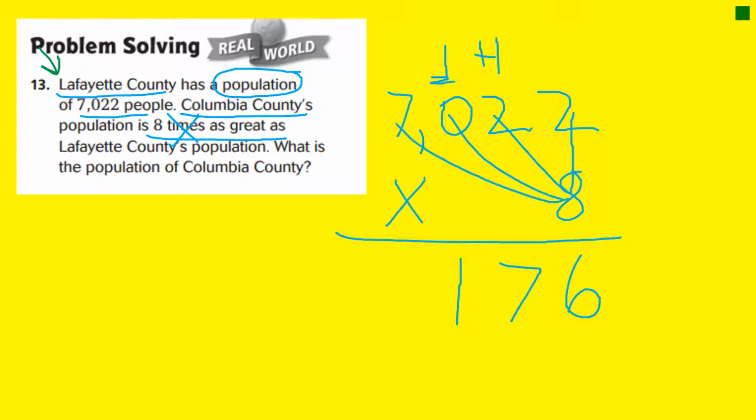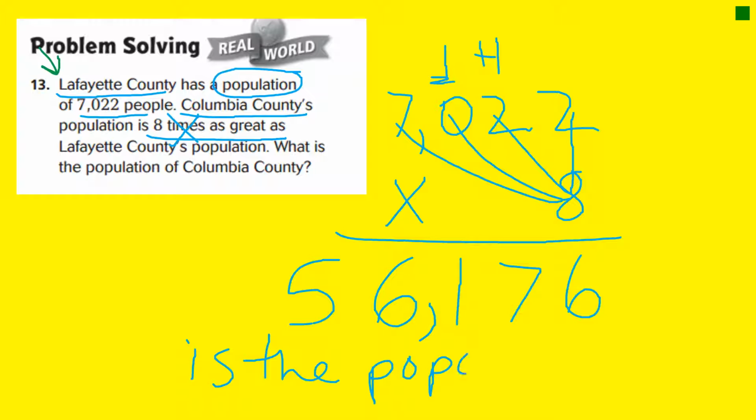5, 6, 7, 8, 56. And we didn't have to regroup anything up there, so it's just 56. Okay, 56,176 is the population of Columbia County. So let's see, you could write is the population. Okay, all right, great work, guys.